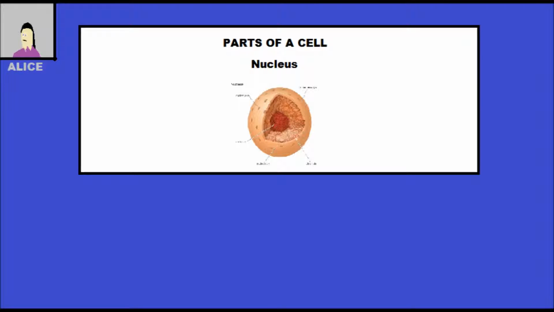Oh right, we were going to explain parts of a cell. First part is the nucleus. The nucleus is a dense organelle present in most eukaryotic cells, typically a single rounded structure bounded by a double membrane, containing the genetic material and DNA.